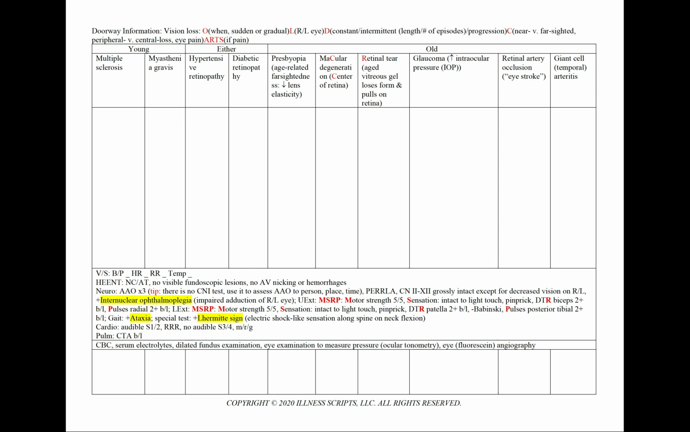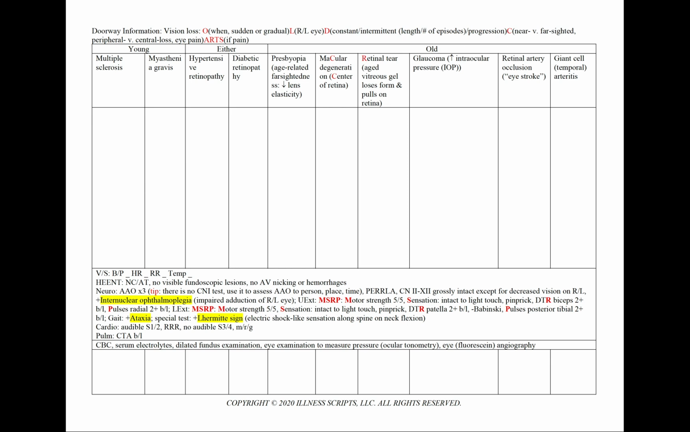For the duration, we'd like to note if the loss has been constant since it started, or is it more intermittent? And if that's the case, we'd like to note the frequency. How long does your episode of vision loss last, and how many episodes are you having per day or per week? Next, we can note the progression. Are the episodes occurring more frequently, or is your field of vision decreasing?